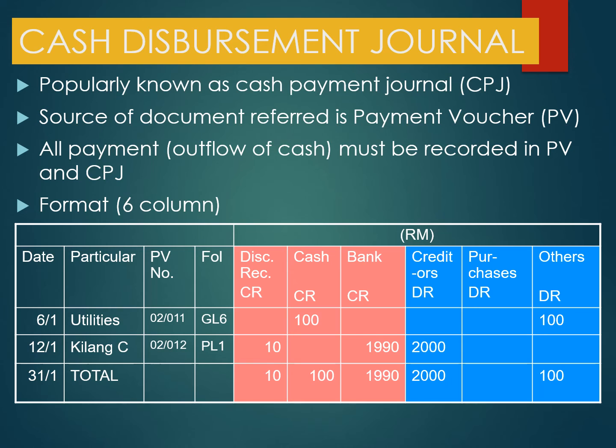In the blue columns, you put the creditors or suppliers column, or accounts payable column. That is the total amount that you owe to Kilangsi. And at the end of the month, again, you need to total up the discount received from suppliers, the cash balances, and also the bank total payment, the total payment that you made using money in the bank.